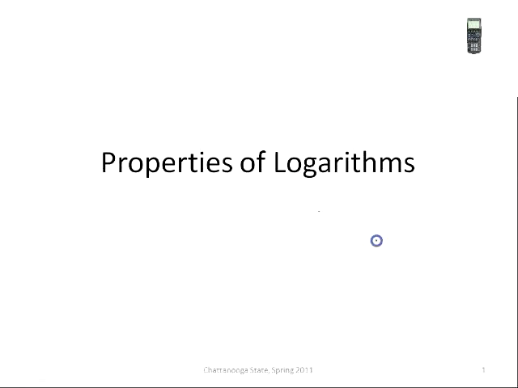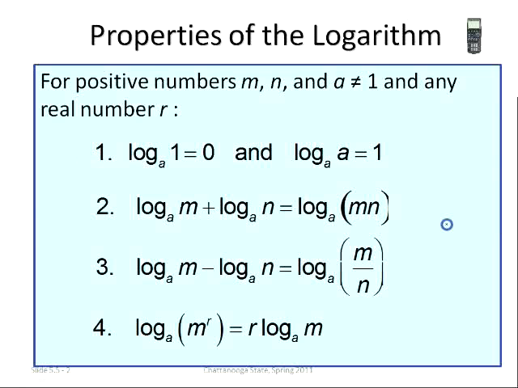Properties of logarithms. When we're dealing with properties of logarithms, we often need to combine logarithms together or expand logarithms. And here we see a list of some properties that we can use to do this.